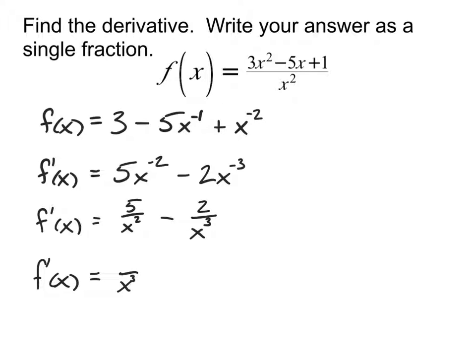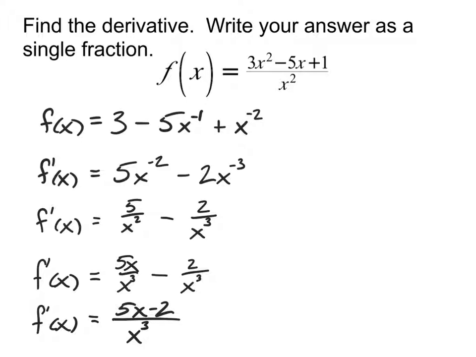So this first one is going to be 5x over x cubed. And the second one's already over x cubed, so that's going to be 2 over x cubed there. Now that I've gotten that far, I can now go ahead and do the subtraction, turn it into a single fraction. So we end up with 5x minus 2 on the top and an x cubed on the bottom.